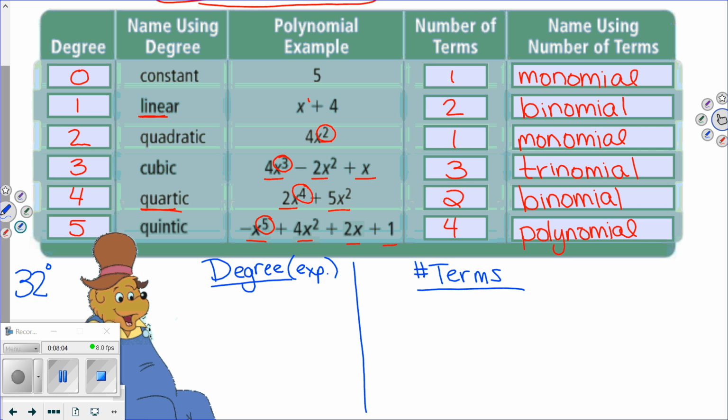So for a degree, it can be 0, which is constant, meaning it has no variables. 1 is linear. Degree of 2 is quadratic. That is probably the most missed one. Why? You think 4. People think of a quad.